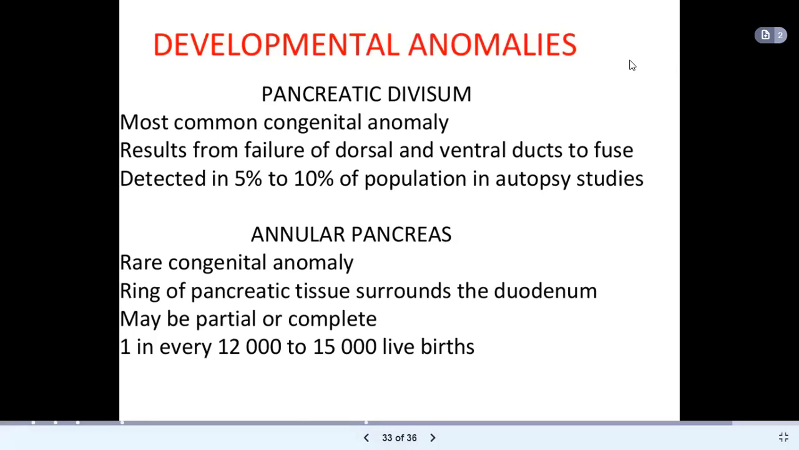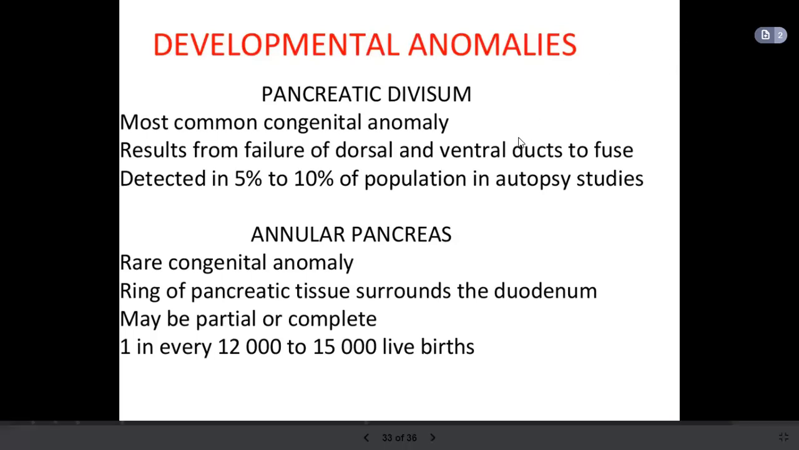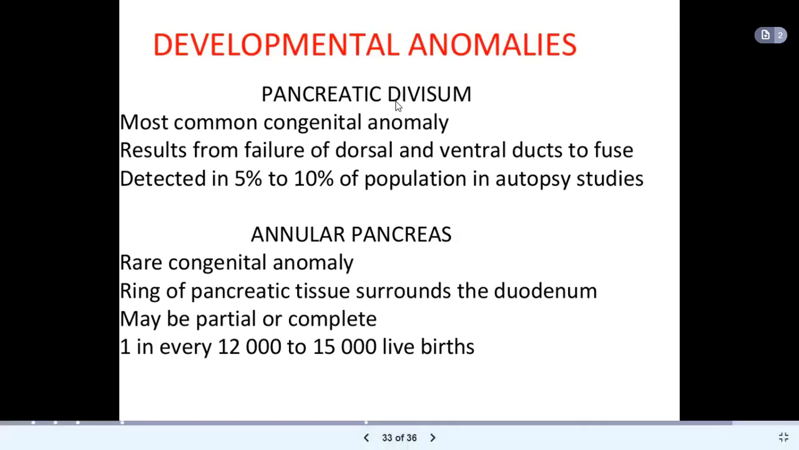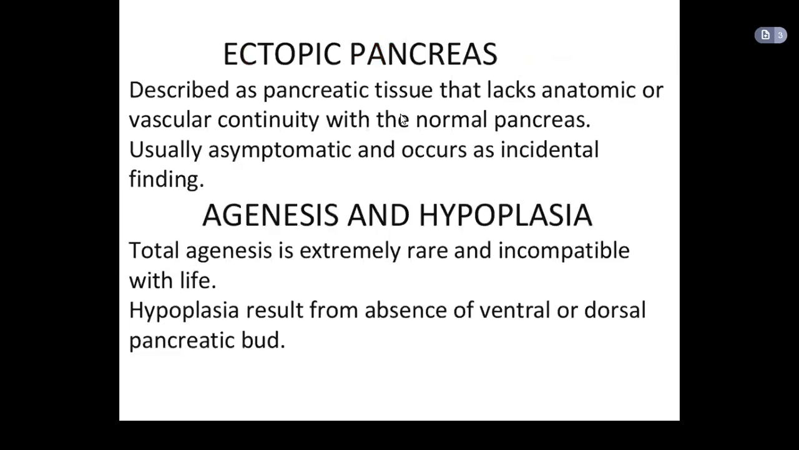We also say divided pancreas, where the two buds remain separate. That is pancreas divisum, or divided pancreas. Ectopic pancreas is described as pancreatic tissue that lacks anatomic or vascular continuity with the normal pancreas; it is usually asymptomatic and occurs as an incidental finding. Agenesis and hypoplasia: total agenesis is extremely rare and incompatible with life. Hypoplasia results from absence of the ventral or dorsal pancreatic bud.